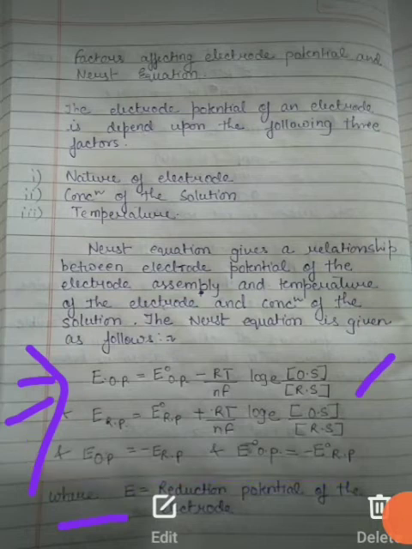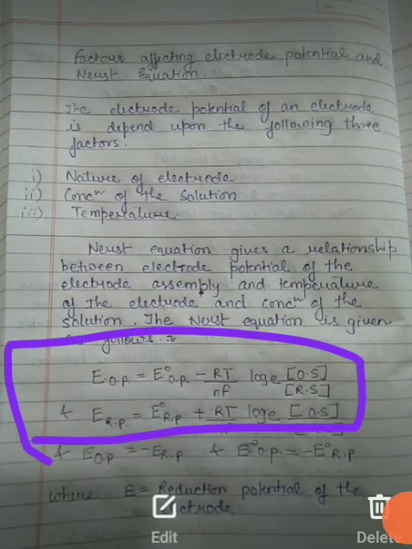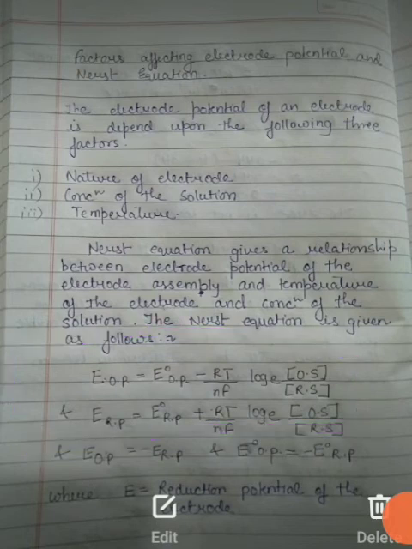You can see here, this is the Nernst equation. The E naught, for oxidation potential and for reduction potential, is equal to the standard electrode potential minus RT upon nF log base e of oxidized state upon reduced state.